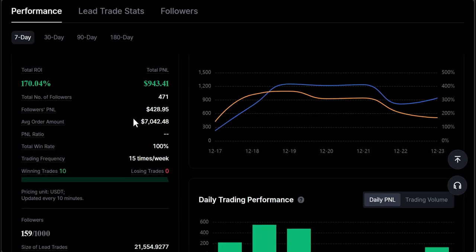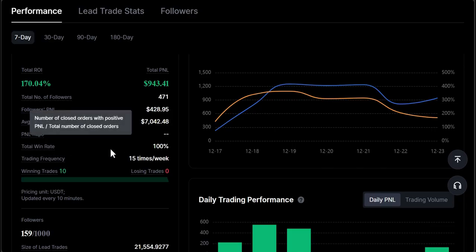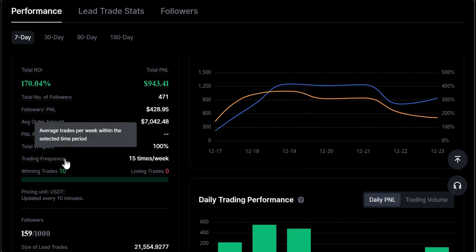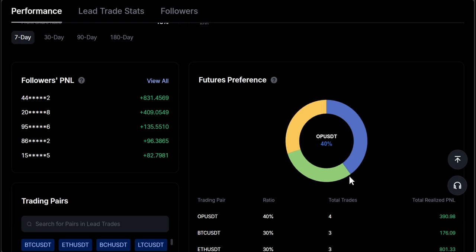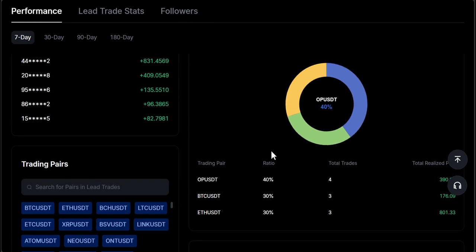Win rate, at least 50 to 60% is ideal. Anything below 40% is pretty risky. Trading frequency: I prefer to have multiple trades, but maybe you don't, so check out this section as well based on your risk tolerance. Futures token preferences: focus on traders who mainly trade major coins like Bitcoin and Ethereum. Low cap altcoins are way higher risk and can move against you very quickly.